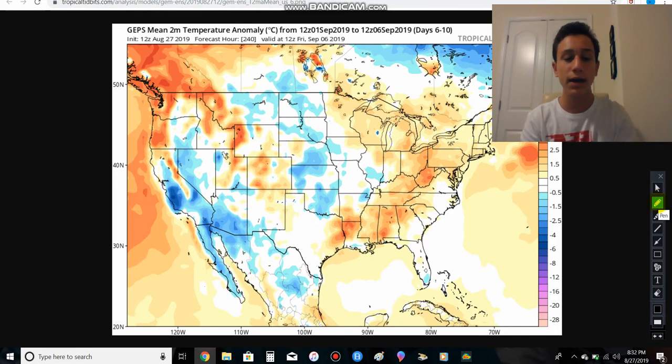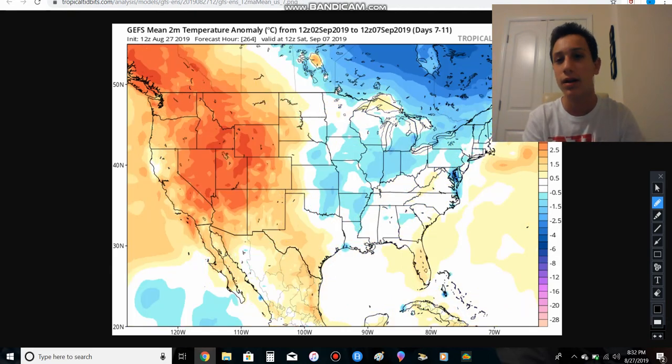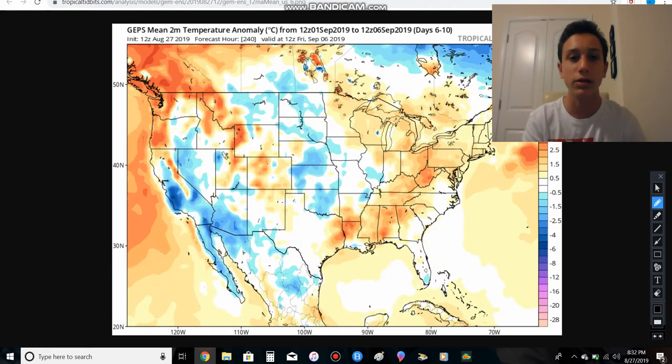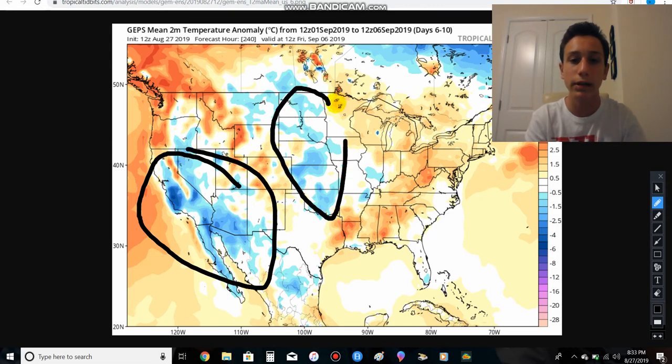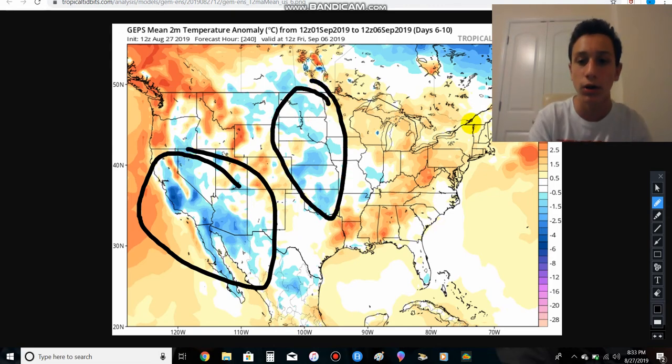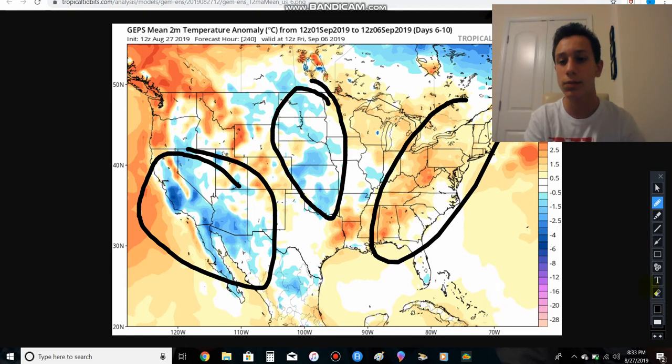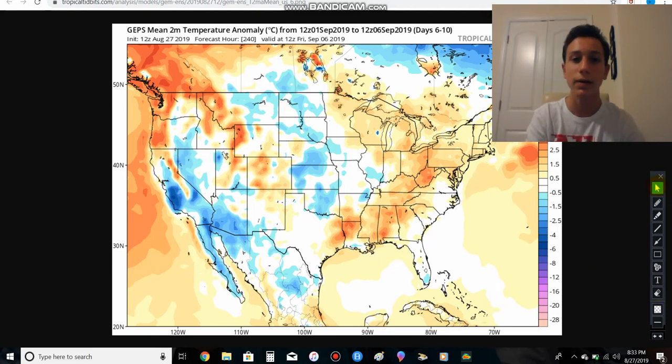Now again, here's a GEPS, and it looks a little bit more high resolution if you try and look at it versus the GEFS, but that doesn't mean the model is better. I still think that the GEFS is a little bit more reliable, but they're saying that the Southwest could be a little bit cooler, maybe the Northern Plains and Central Plains could be cooler, and then the East a little bit warmer. Could certainly be a possibility.